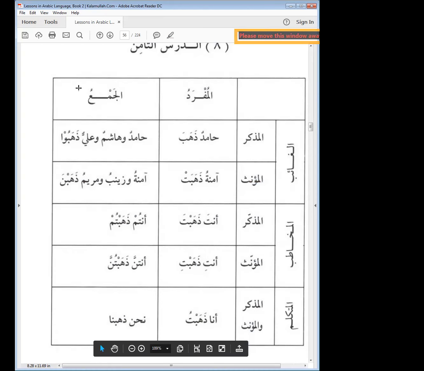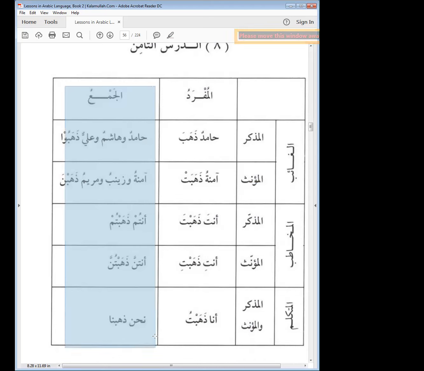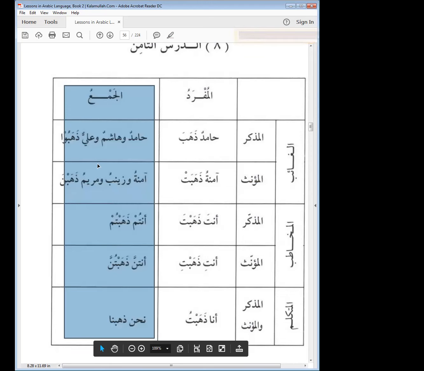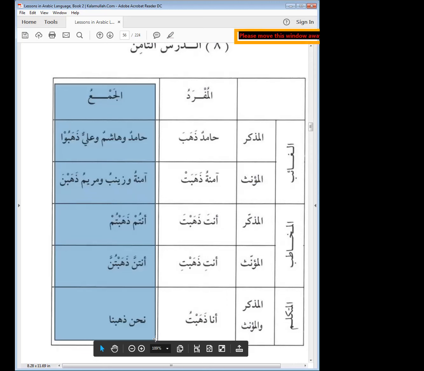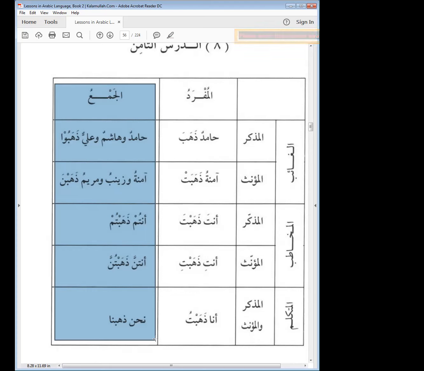Al-jam'. Hamidun wa Hashimun wa Aliyun dhahabu. حامد وهاشم وعلي ذهبوا. مؤنث. آمنة وزينب ومريم ذهبن. المخاطب أنتم ذهبتم. مؤنث. أنتن ذهبتن. And then lastly, نحن ذهبنا.